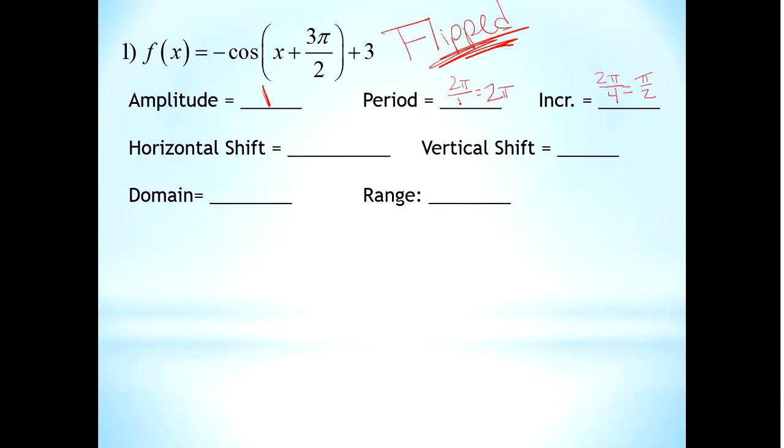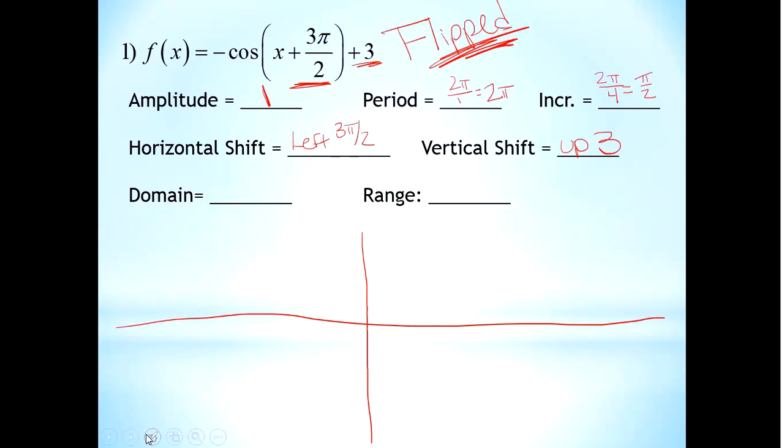Because remember, our period is 2 pi over our x value, or the value behind cosine right here, which is 1. Horizontal shift, I notice I got something right here. So that looks like I'm going left 3 pi over 2. My vertical shift, I'm going up 3. There we go. Now let's go ahead and draw in our graph here.